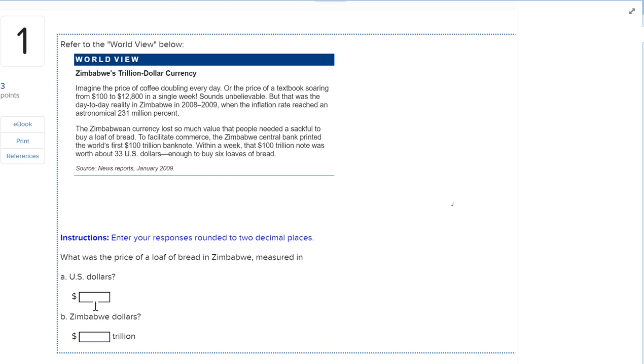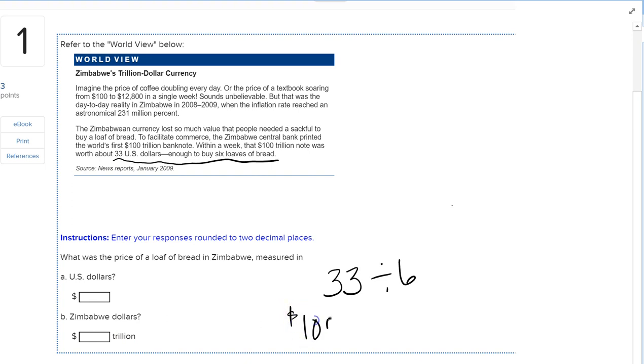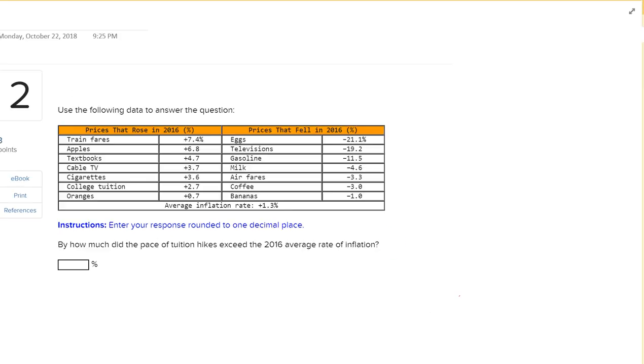So they tell you that $33 would be enough to buy 6 loaves of bread. So for US dollars, we're going to go $33 divided by 6 to get the per loaf cost. And they tell you that that $33 US is the equivalent of 100 trillion Zim dollars. So to get the Zimbabwean cost of a loaf of bread, we'll take 100 trillion, divide that by 6, and that gives the per unit cost in Zim dollars. So that one's pretty manageable.